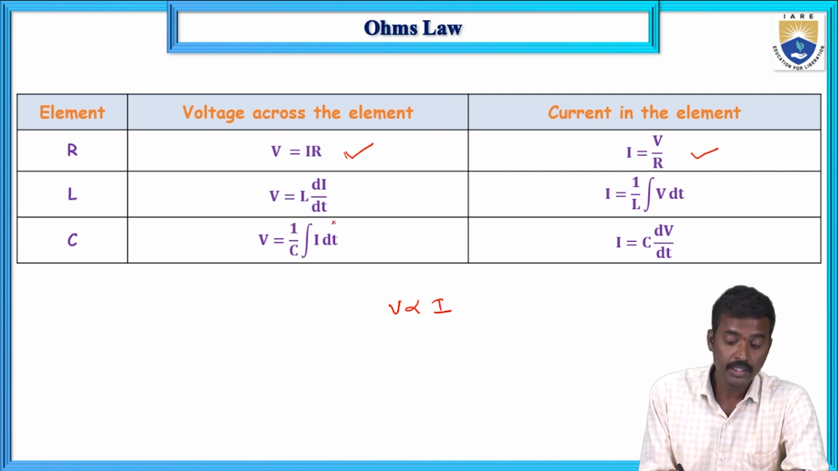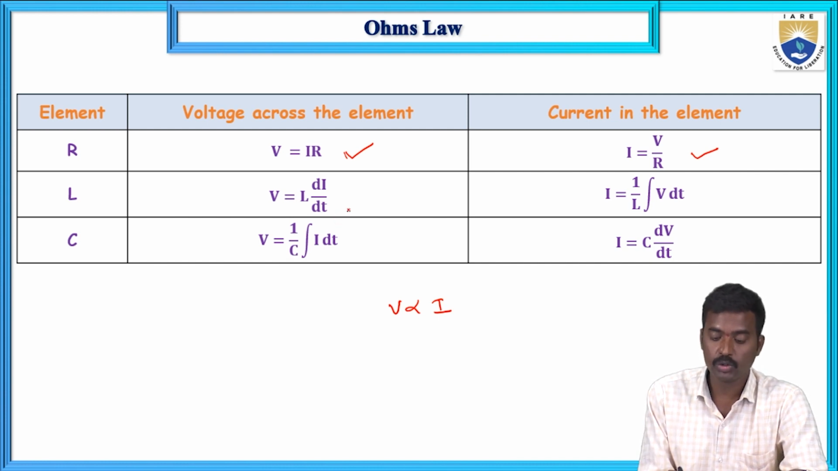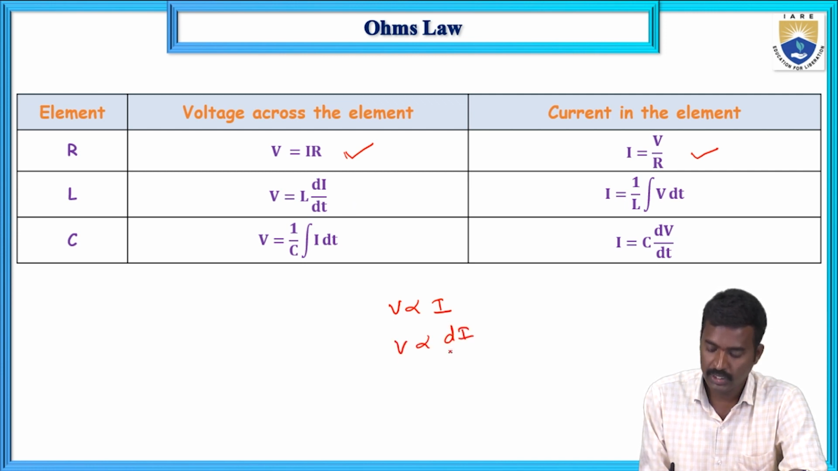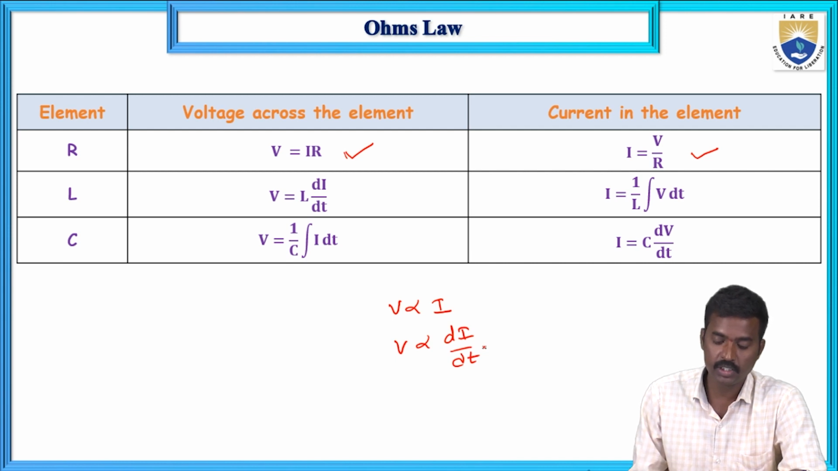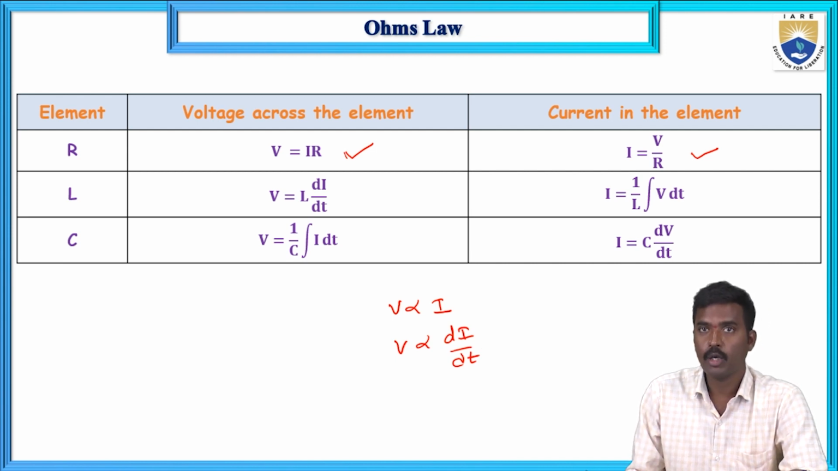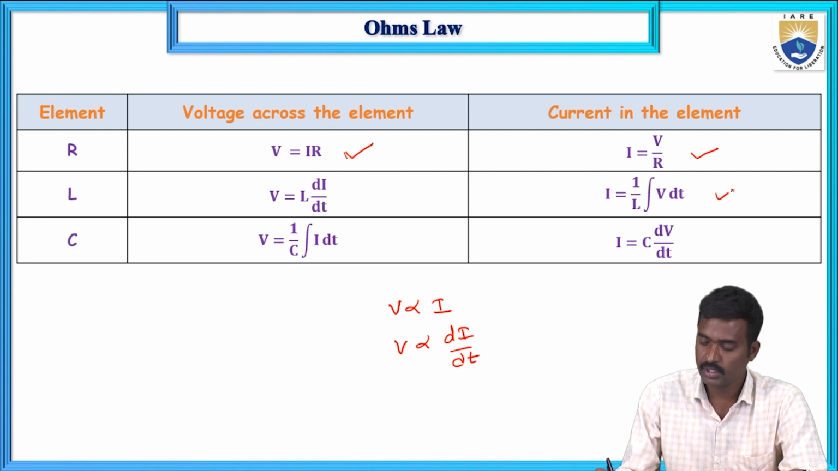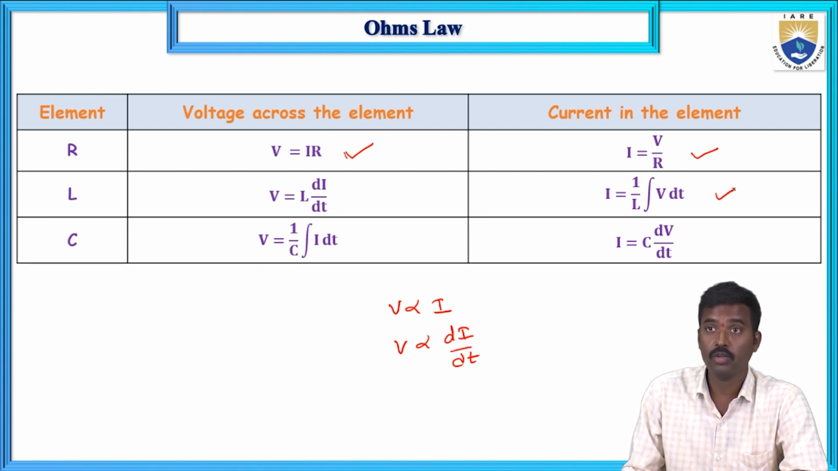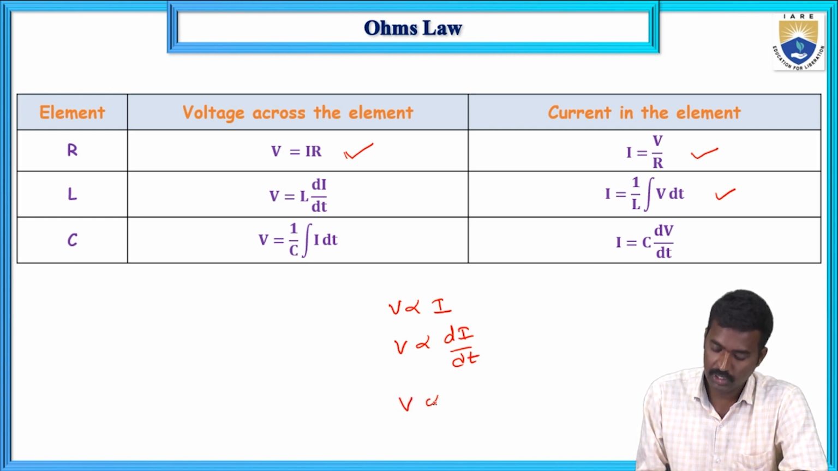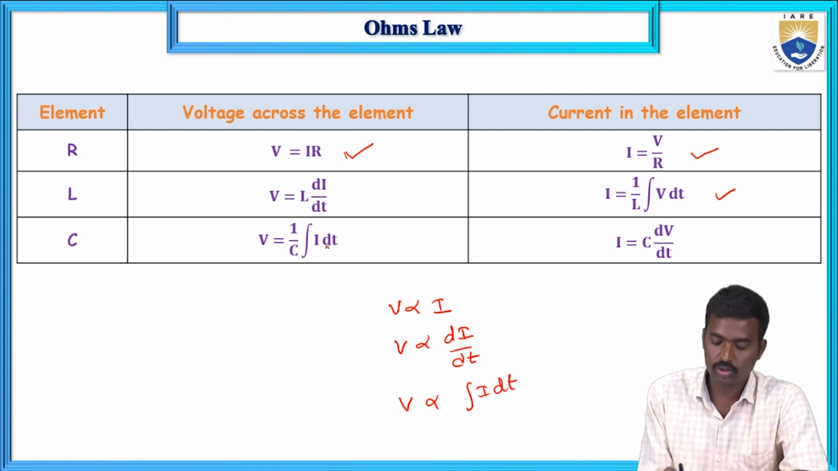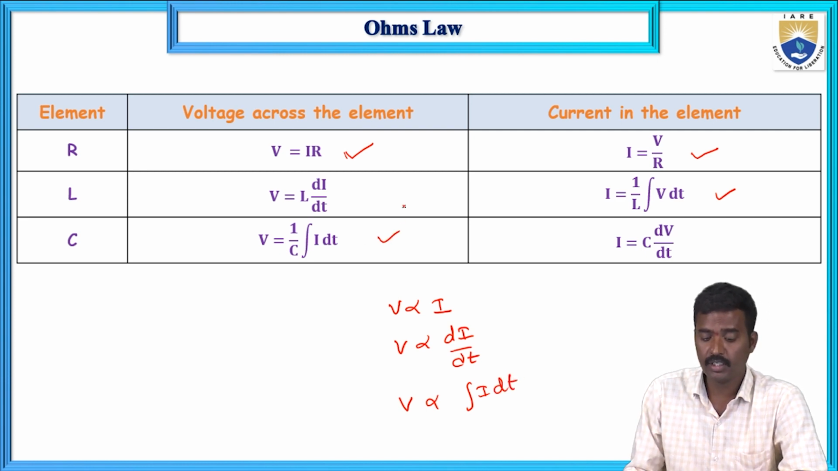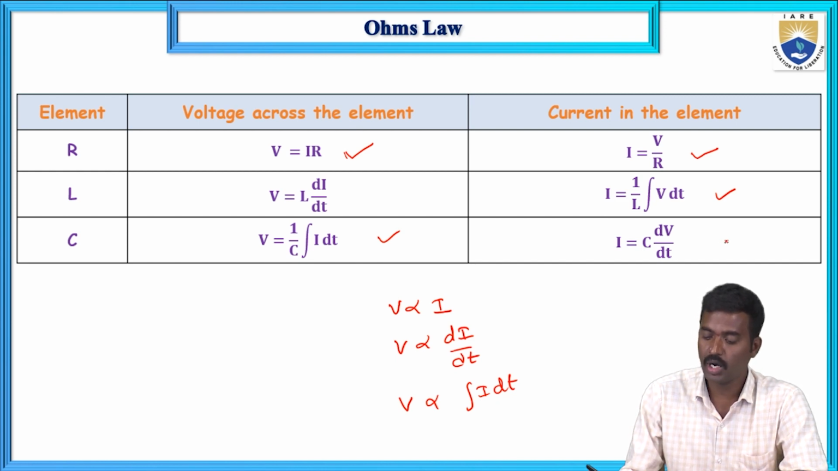Next, in case of inductors, voltage is directly proportional to the derivative of current, di by dt. Here L is the constant, V equals L di by dt. So for the current, I equals 1 by L integral of V dt. Next, for the capacitor, V is directly proportional to the integral of I dt. Here V equals 1 by C integral of I dt. So the current I equals C dV by dt.